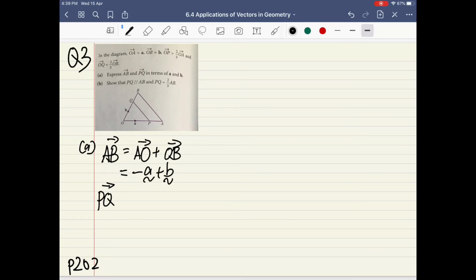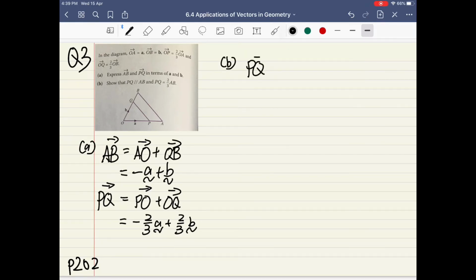Next we have PQ. How we get PQ is that PQ is actually OQ minus OP. PQ is equal to PO plus OQ. And what is PO? PO is negative 2/3 A. Then plus OQ, which is plus 2/3 of B. So now we are almost there for part B.